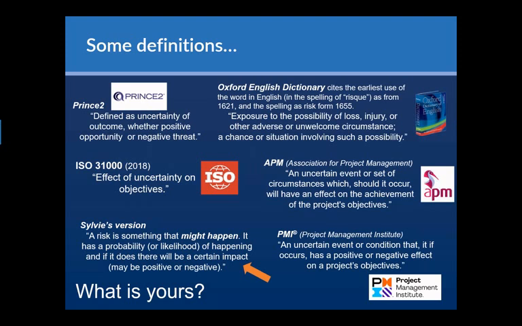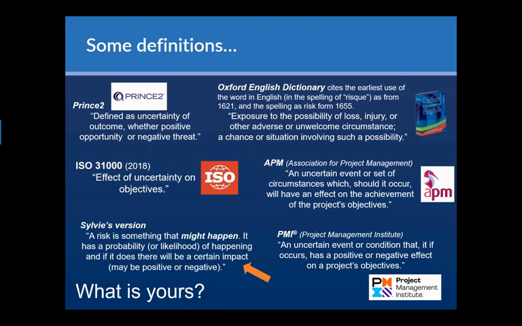And I came up with the one there at the bottom left. A risk is something that might happen. So a risk is never a given. And that's what we're doing risk management for, actually, because we want to try to lessen the probability of it happening or the impact. And that impact could be positive or negative to our project. So again, that positive and negative is on there.